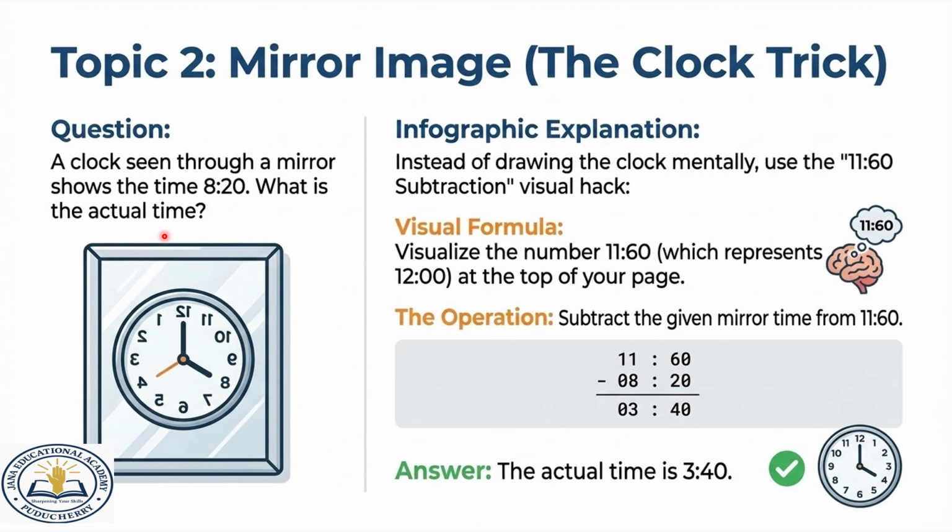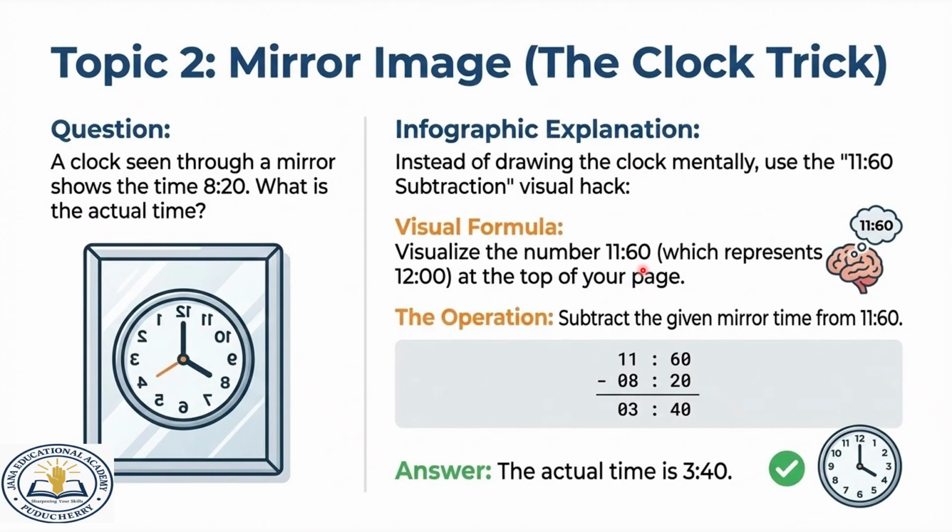Why am I telling this story? You have to assume like that: 8:20 is in the mirror. How to identify that? It is not so complex. You have to keep in mind that whenever there is a mirror image, you have to subtract that mirror image from 12. But 12 is nothing but 12 hours 00 minutes. So in order to avoid the confusion, we have to make it 11 hours 60 minutes. Keep it in mind.